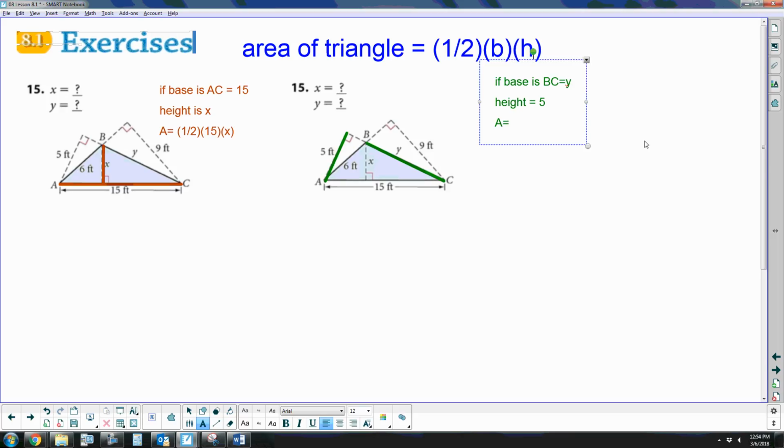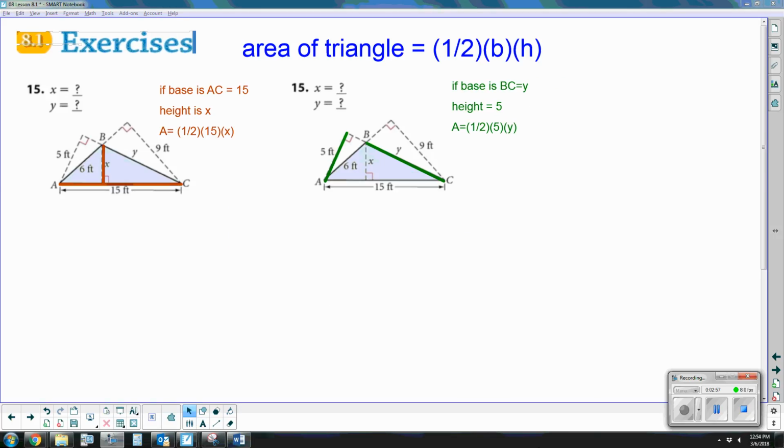and so the area is 1/2 times 5 times y. Now again, with just this formula, we don't know the area, so we can't find y, and we don't know y, so we can't find the area. So let's look at it one more way.